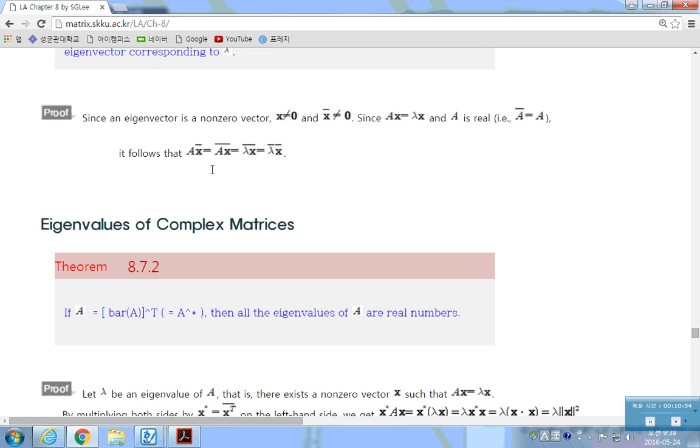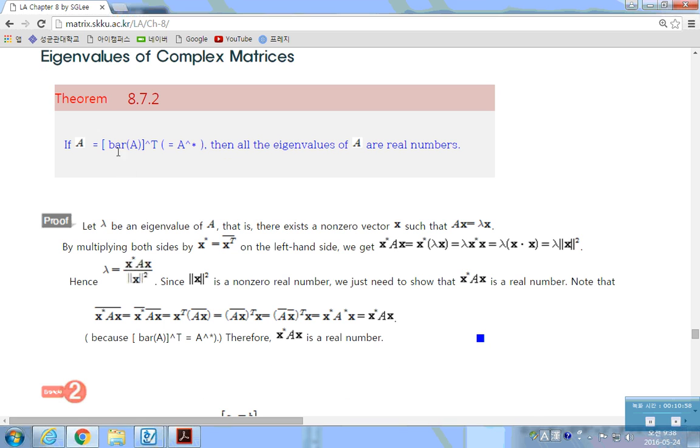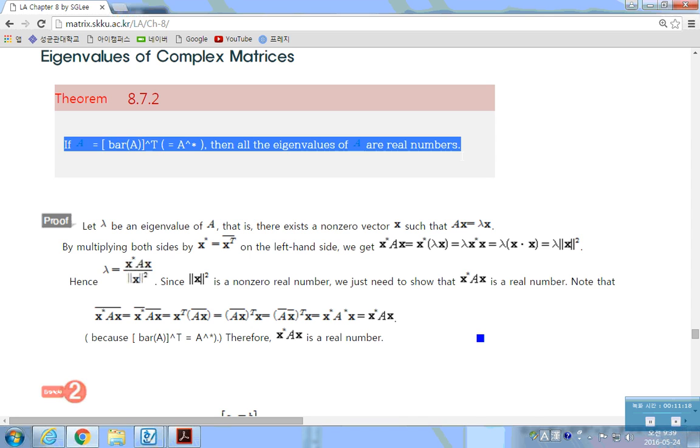Okay. Eigenvalues of a complex matrix. Now, eigenvalues of a complex matrix. Okay. If A is equal to A conjugate transpose, if A is equal to A star, then all eigenvalues of A are real. If A is equal to A star, the conjugate transpose, then the eigenvalues of that matrix are all real.